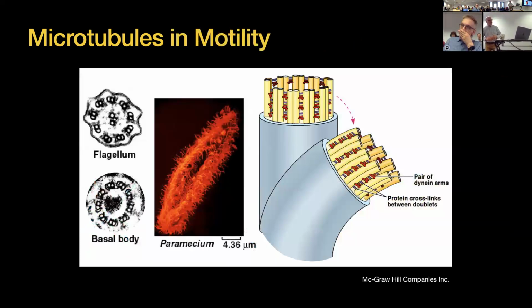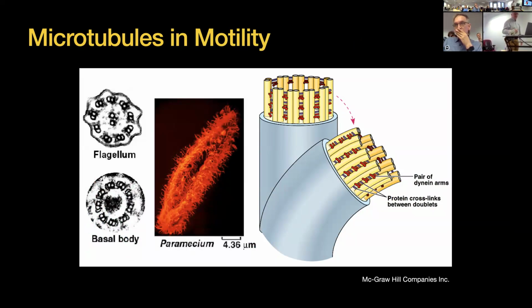This is another standard textbook view of what microtubules do in terms of motility. If you take a cross section of a flagella or a cilia, you would see these patterns of microtubules. These provide either the rotary motion or the beating motion that cells use to propel themselves around.